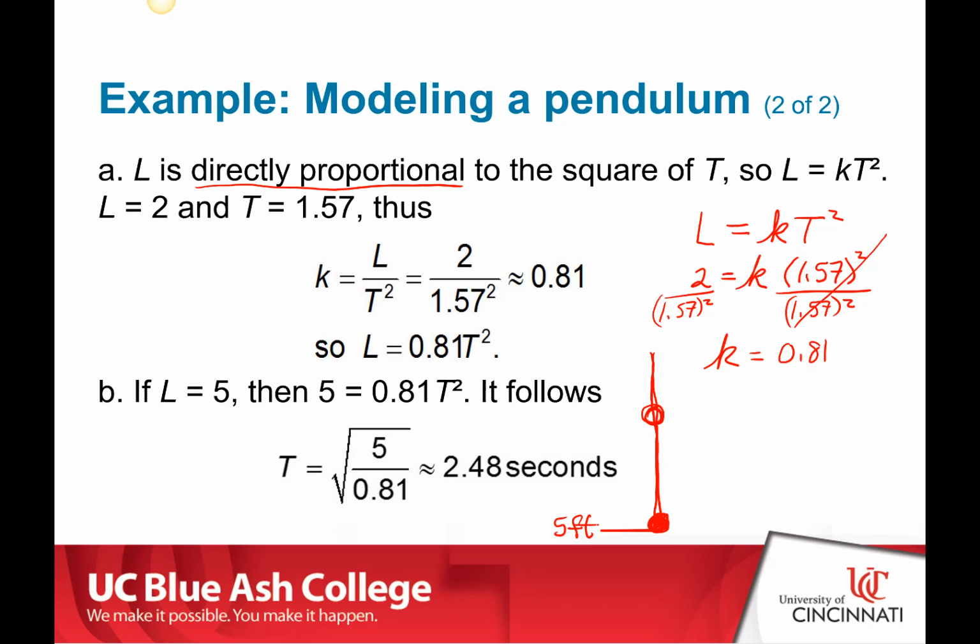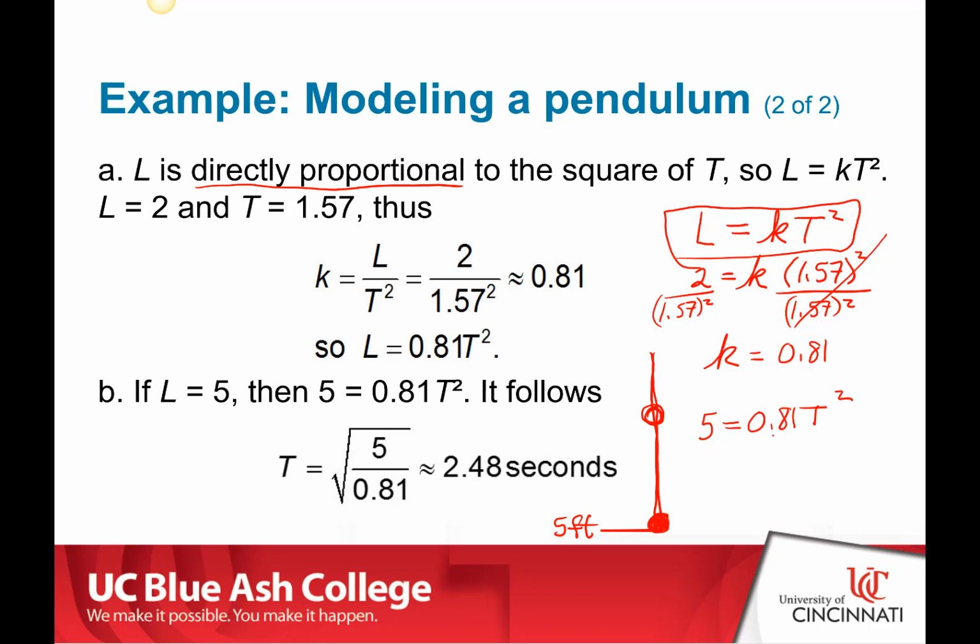Well, what we can do is use this exact same formula as before. We know that the length is now 5, and now we know that k is 0.81, and we're going to have t squared. This time we have to solve for t, because the question is how much time does it take? Does that make sense to everybody?